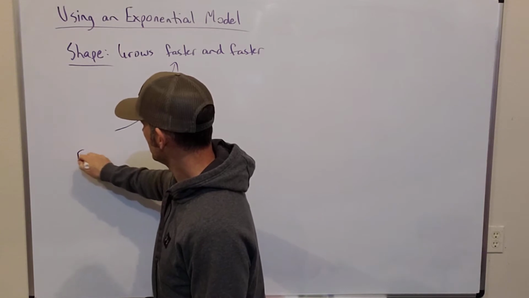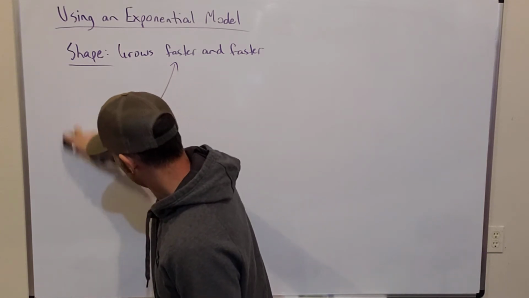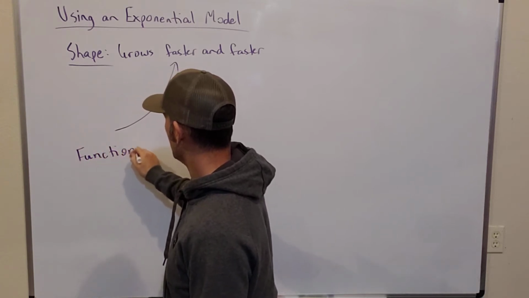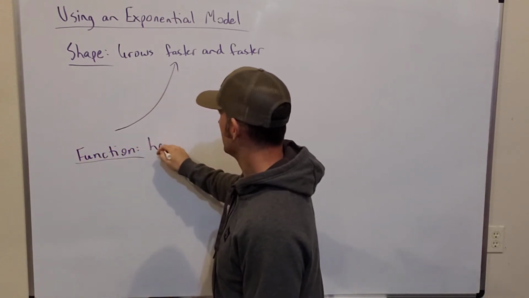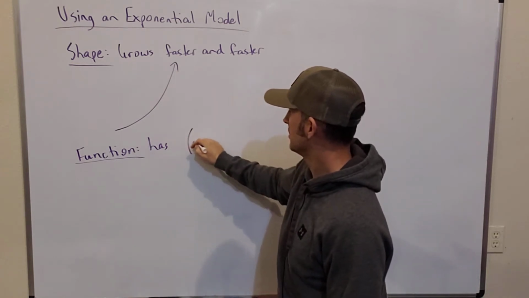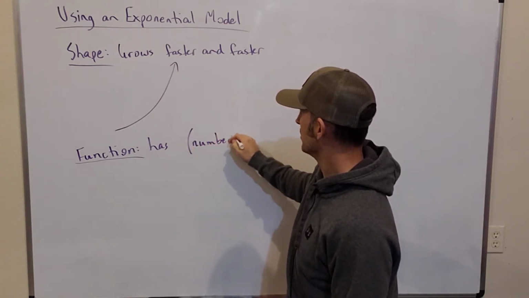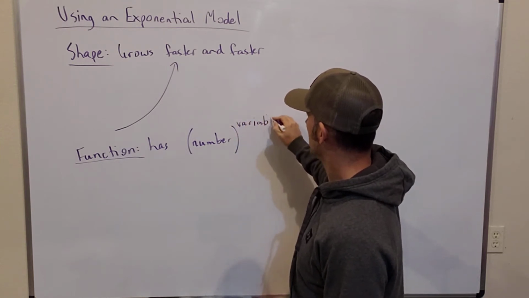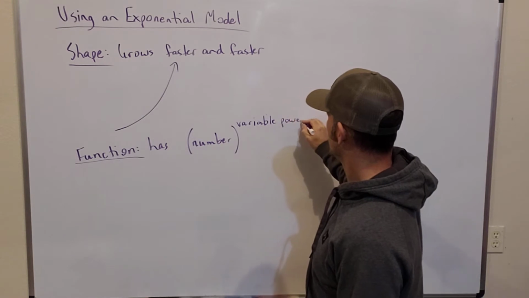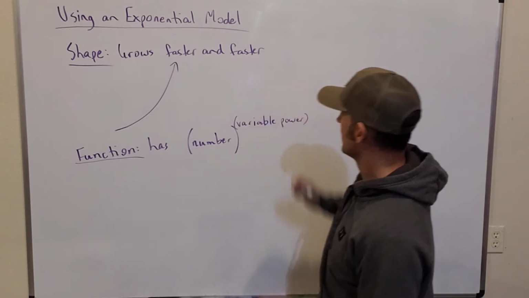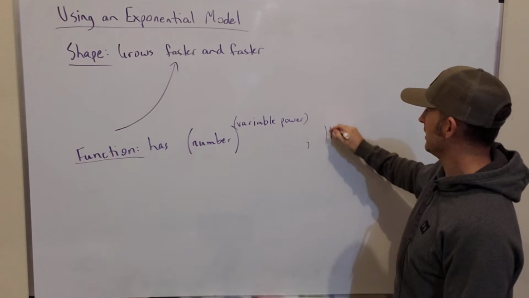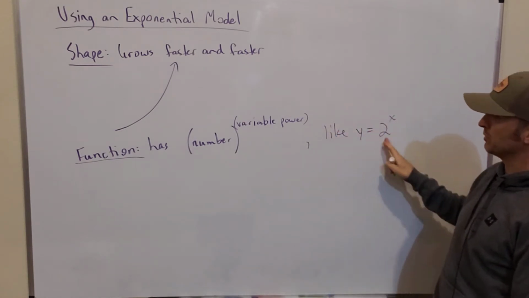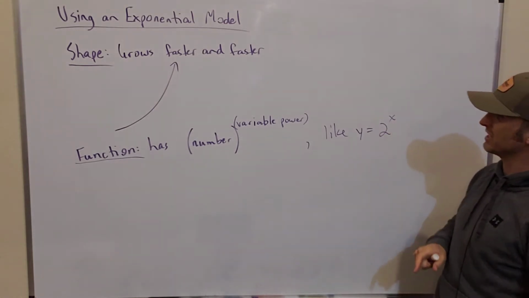It's speeding up as time goes on. The function for an exponential model has a number raised to a variable power. So maybe like y equals 2 to the x. That's an exponential function, a number raised to the x power.